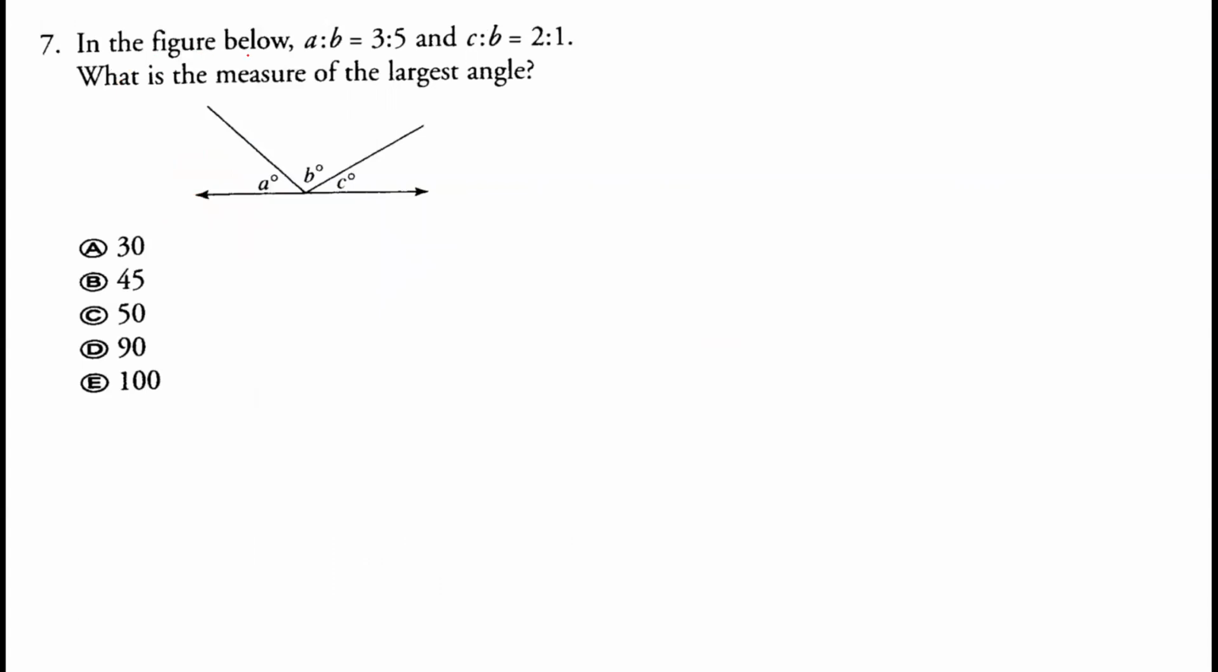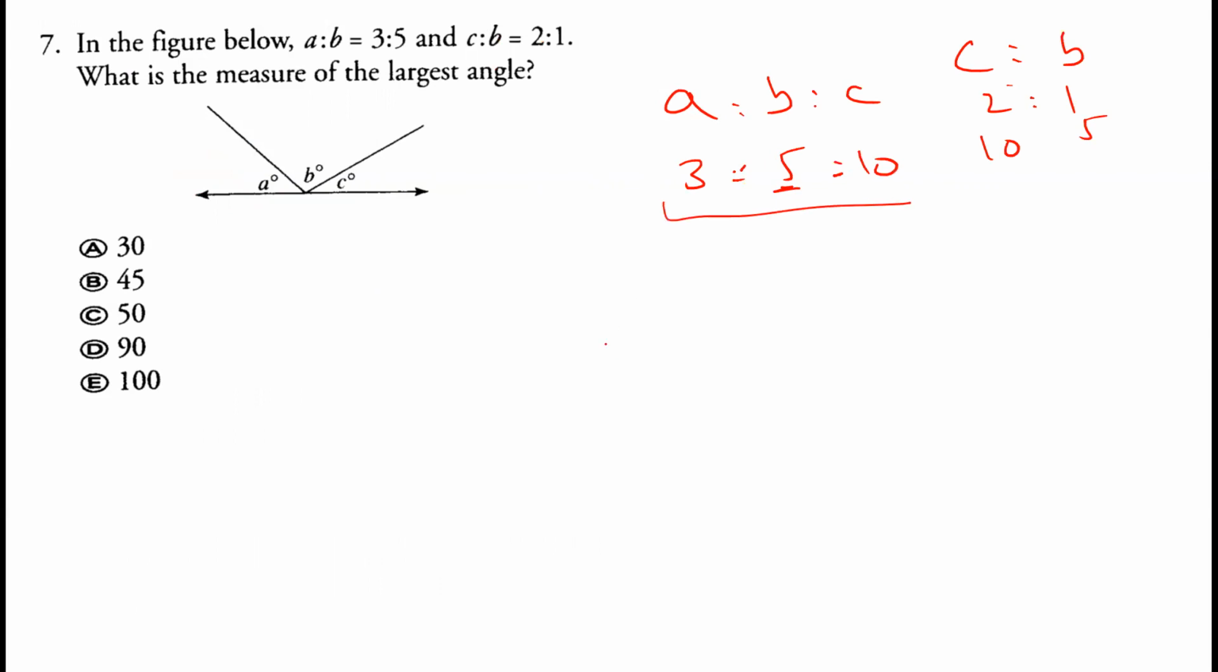Question 7. In the figure below, A is to B is 3 is to 5. And C is to B is 2 is to 1. Now, if we have B as 5, then C would be 10. So A is to B is to C would be 3 is to 5 is to 10. So the total would be 18.